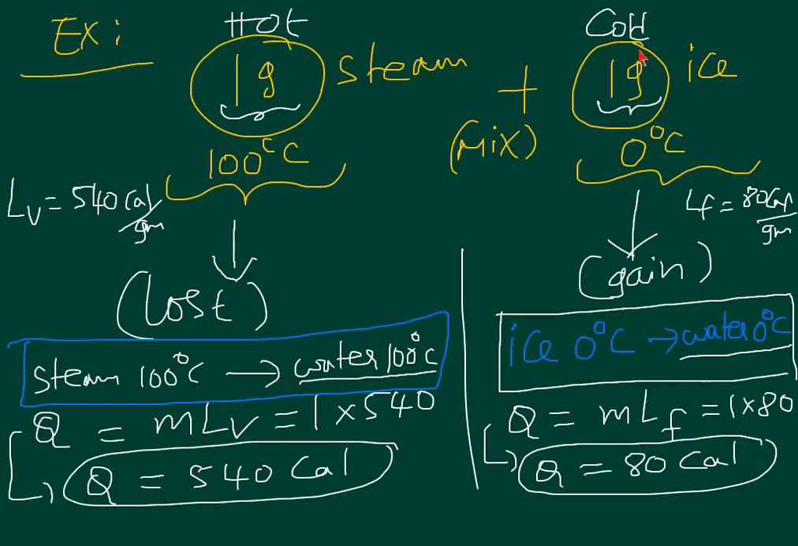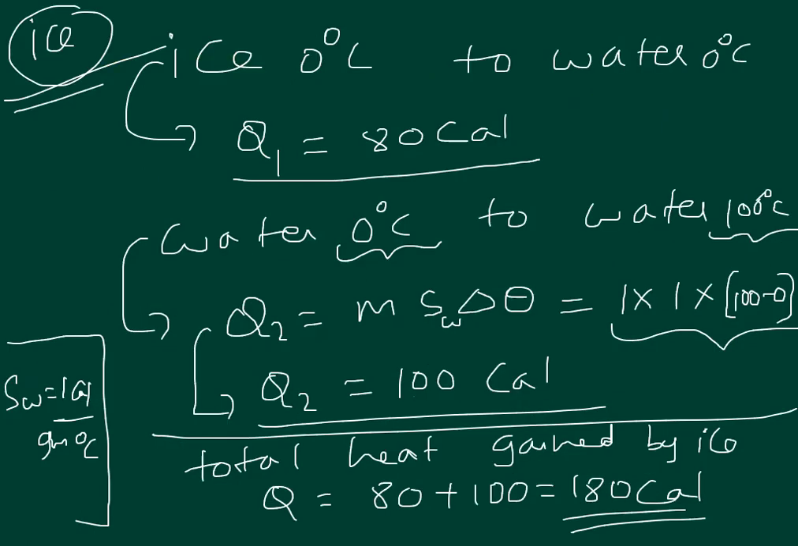And then we check for ice. Ice initially 1 gram. So what happened? Ice at 0 to water at 0. It is gaining heat, because the hot body is losing heat. By taking that, it can gain to water at 0. First step: ice at 0 to water at 0, how much energy? 80 calories. Fine, we are happy with that one. We got 80 calories.